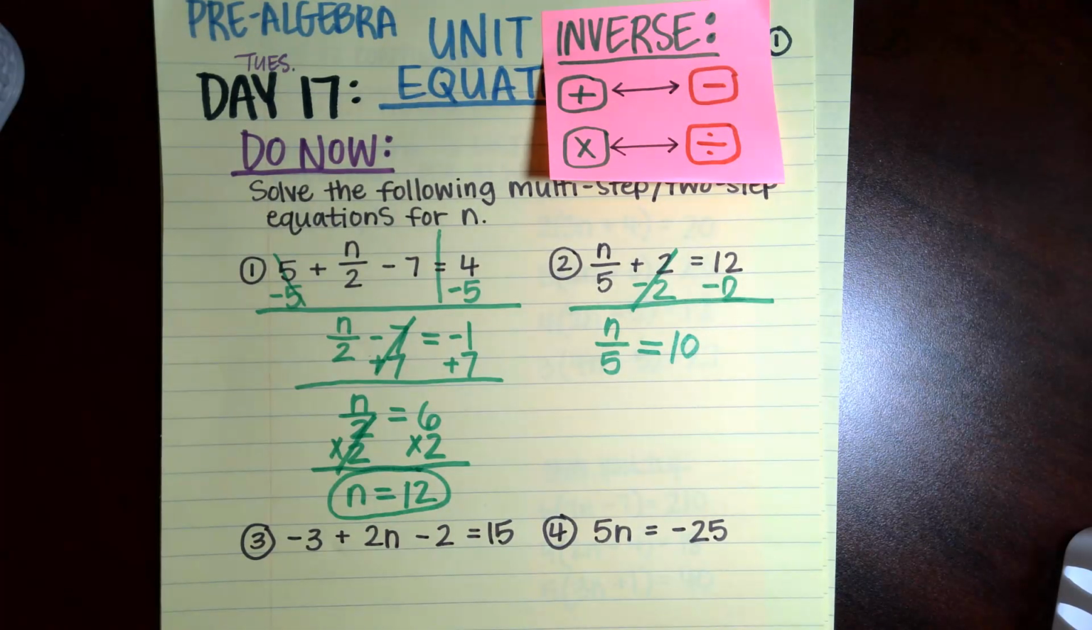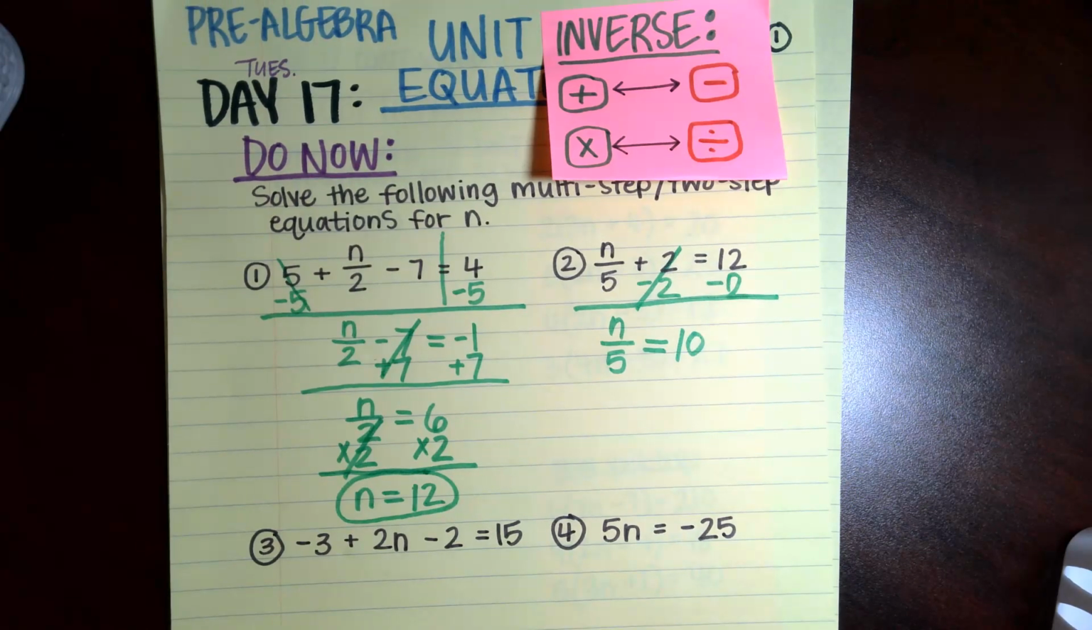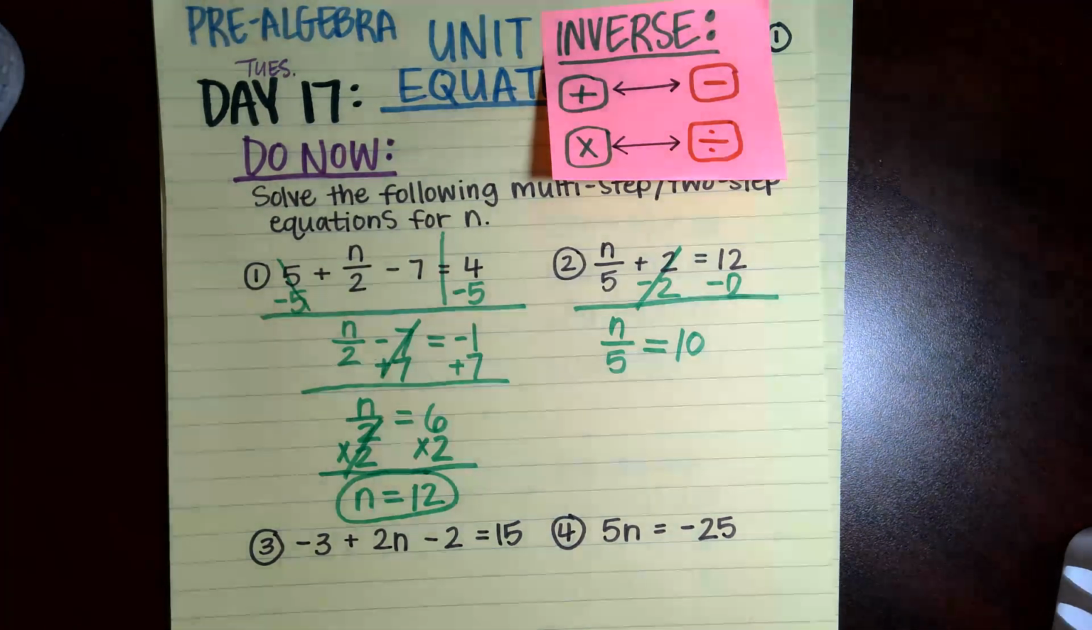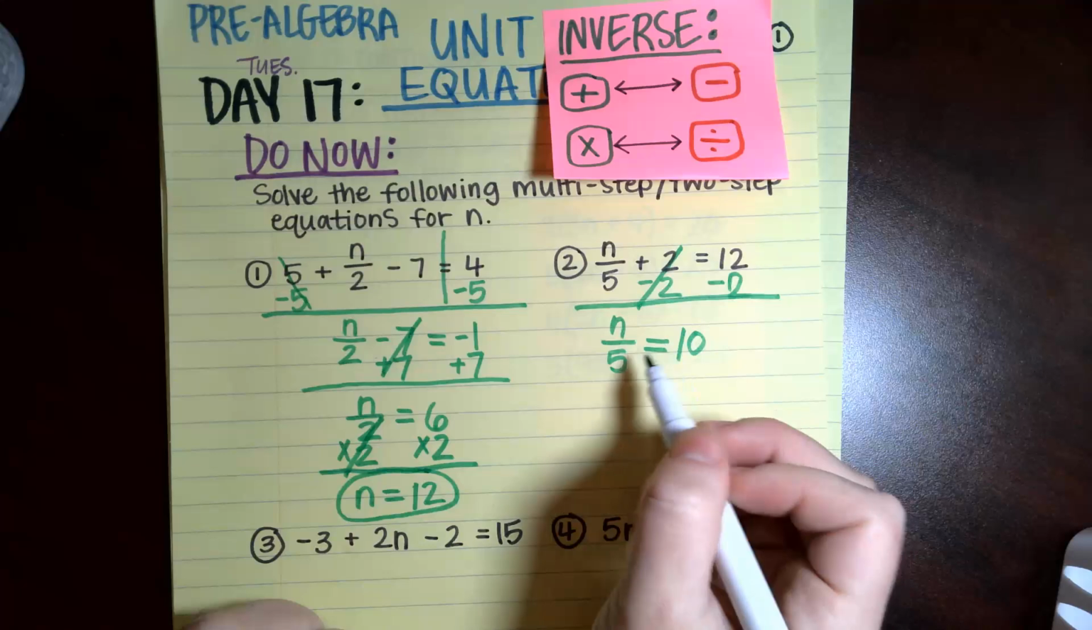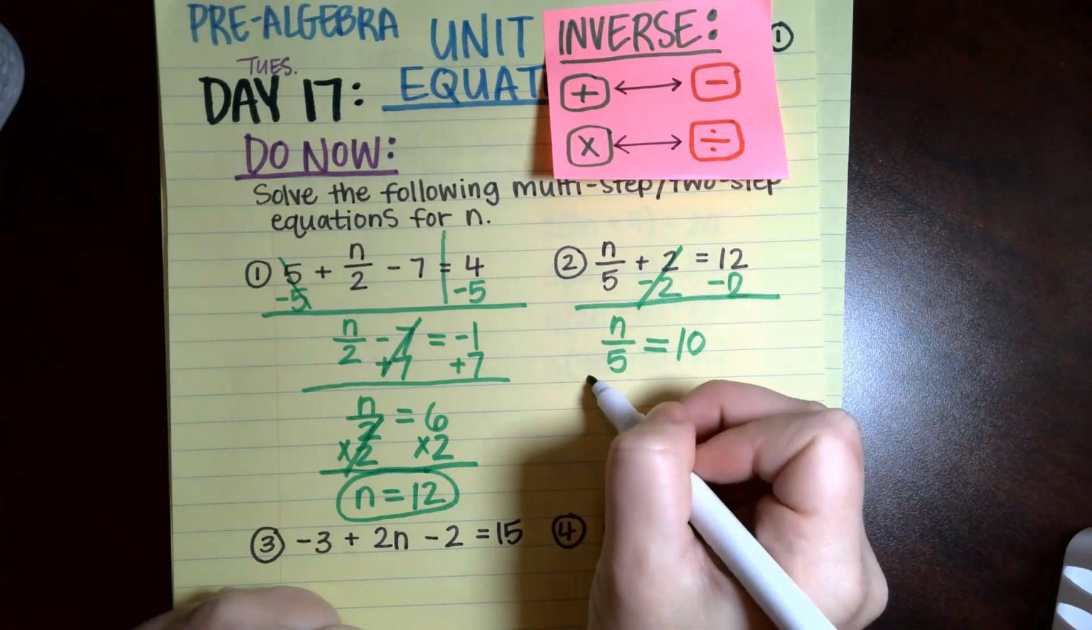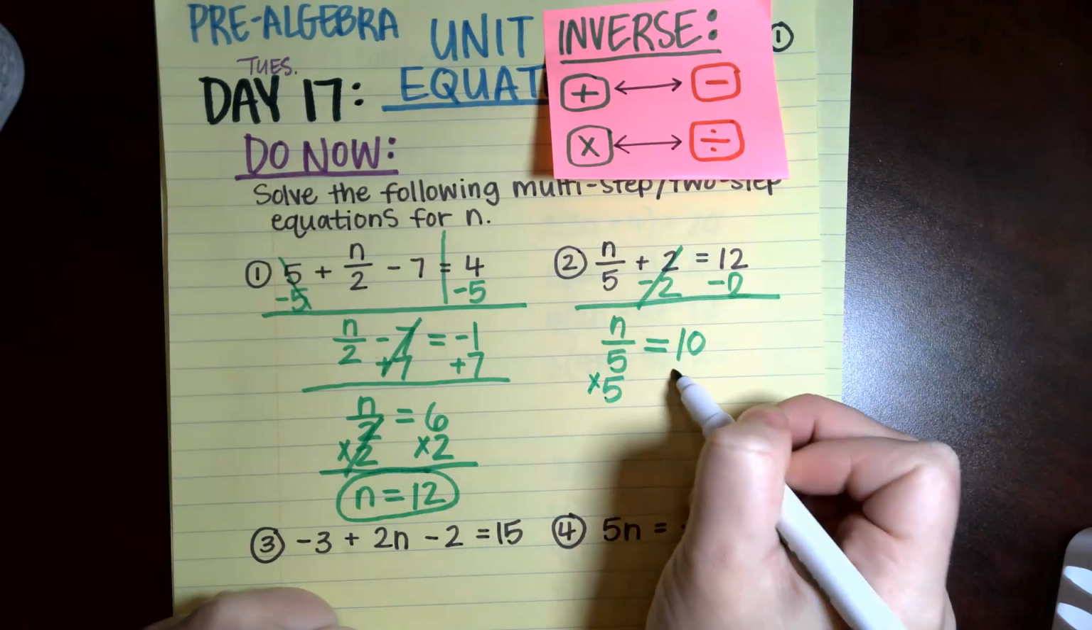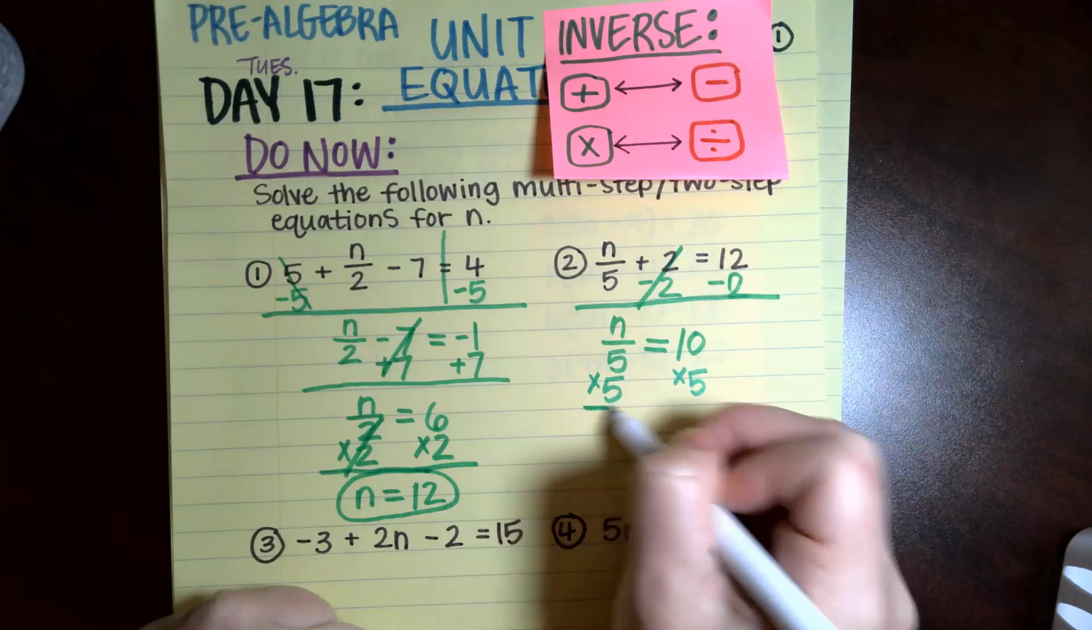All right, did everybody get that far? Yeah. Good. Now what do we do? Multiplication. We have n divided by 5. To get rid of division, we multiply. Then we got to do that to both sides.